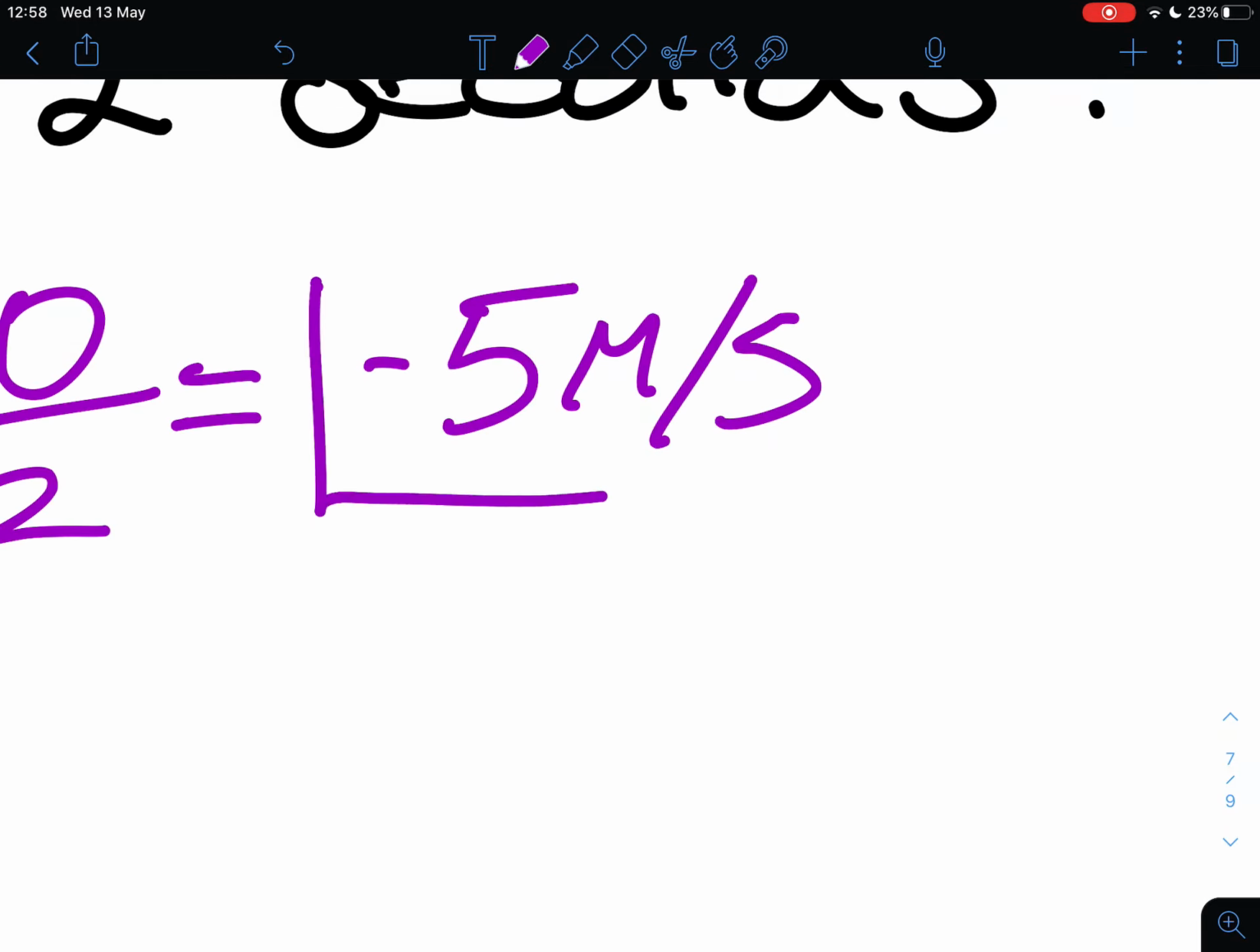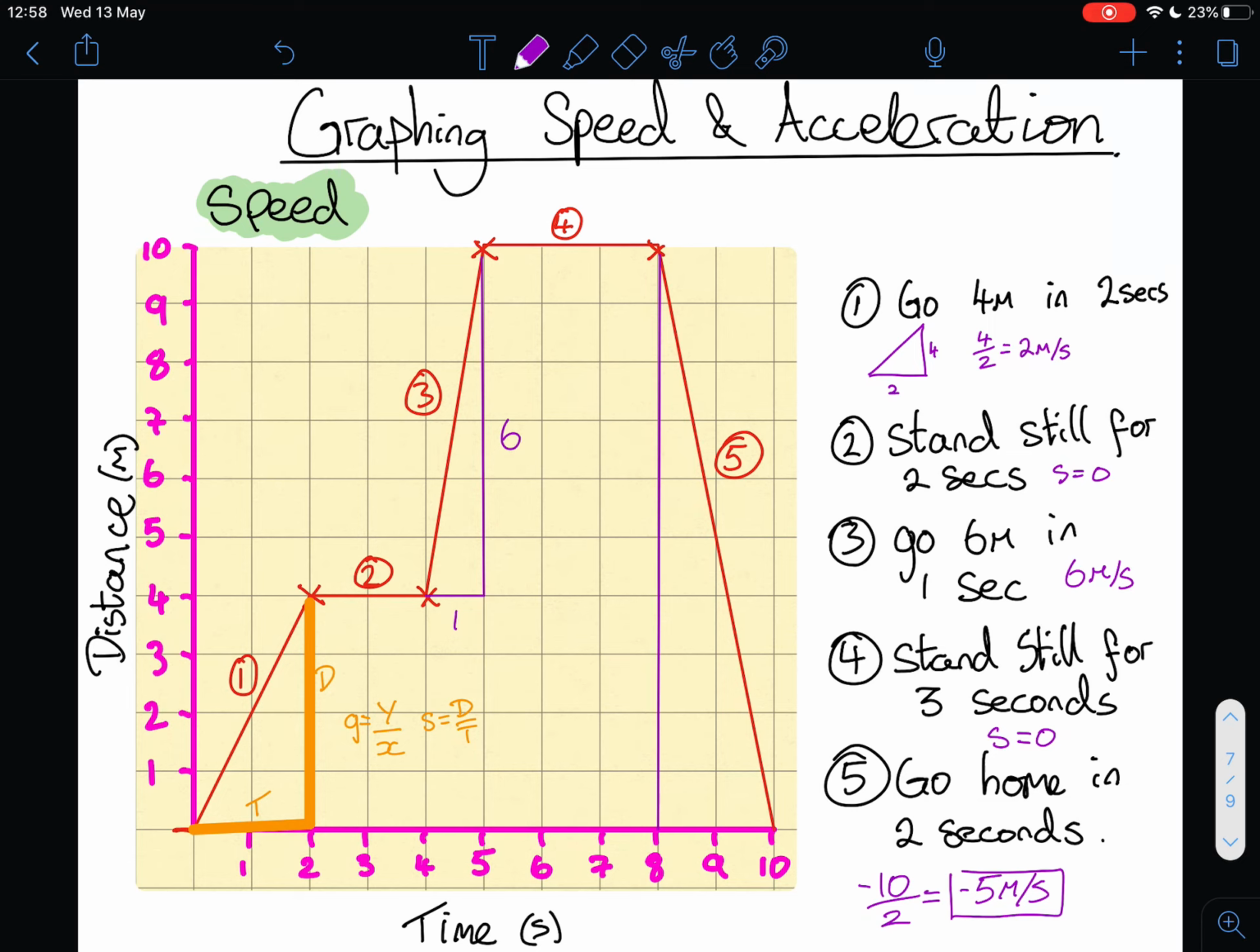And it gives us an idea then of what is going on with the speeds. So that is graphing speed in a nutshell. My advice is to copy this one down, plot it all out, work it out yourself as you go, and then cross-reference that with what's written in the textbook, which I'll attach.